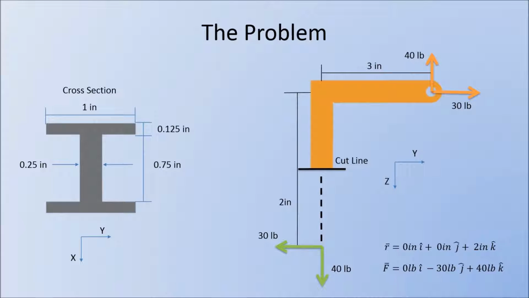As for our cross-section, we see that we have an I-beam cross-section. It has a 1 inch wide flange that is 0.125 inches thick. We have a 0.75 inch tall web that is 0.25 inches thick. The bottom flange mirrors the top flange, so they are equal there. There's no difference between the two. And now that we have the general idea of what we're working with, we can get started setting up the problem.